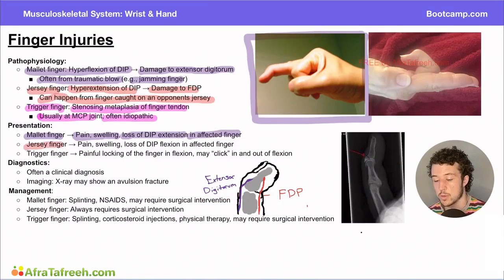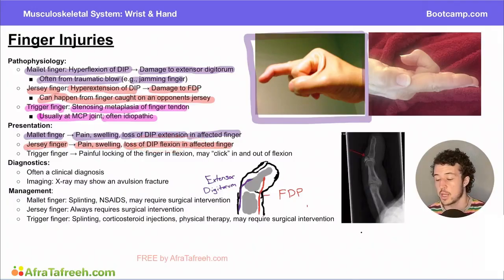Jersey finger will also have that pain and swelling, again, because we have injury, but there will be a loss of DIP flexion in the affected finger, right? Flexor digitorum profundus is the only tendon that's going to be contributing to flexion at that distal interphalangeal joint. And so if we have damage to that tendon, or sometimes a complete rupture, we're going to lose our ability to flex in that affected finger.